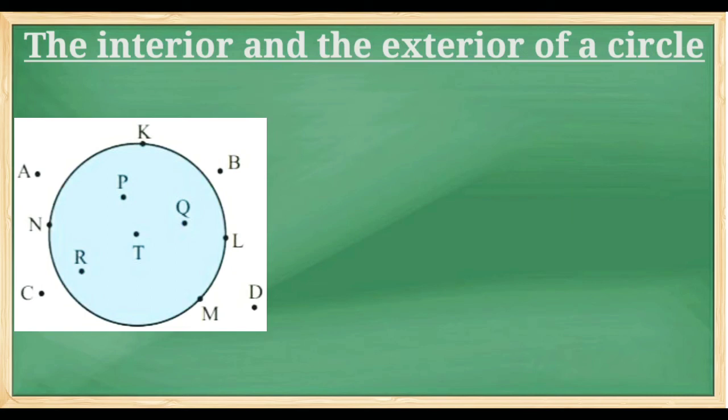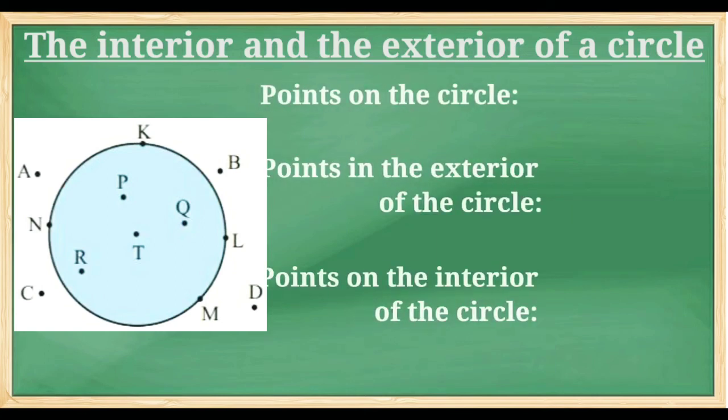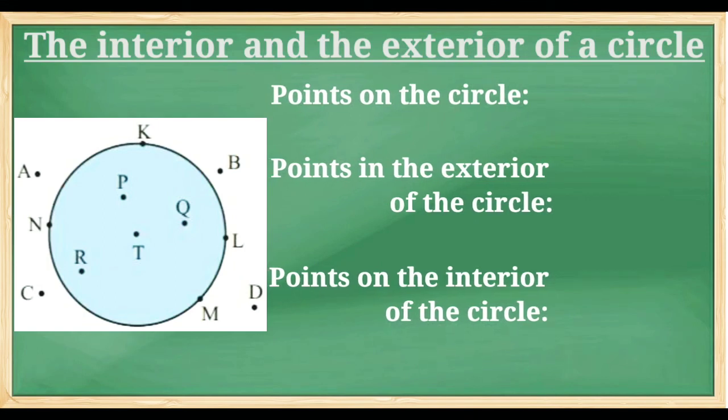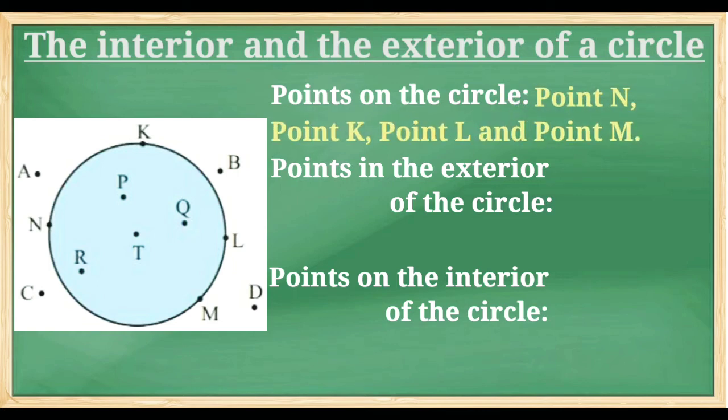So on the basis of this information, let's try to segregate the several points you see in and around the circle. So which points do you see on the edge of the circle? We can see points like point N, point K, point L and point M on the edge of the circle. So we can categorize these points as points on the circle.